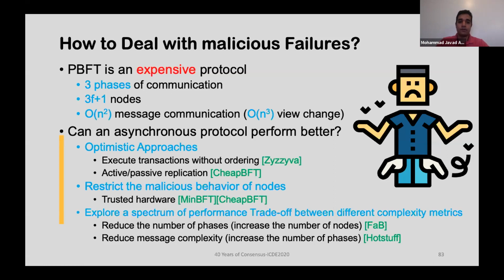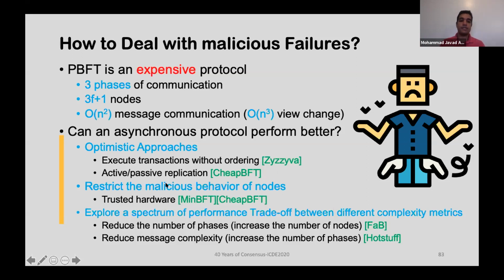There are a couple of solutions for that. One is optimistic approaches. Optimistic approaches try to execute transactions without ordering, saying, okay, let's assume nothing bad is going to happen, and if there is some failure, we handle it later on. Or they use active-passive replication, saying let's put f of the replicas as passive replicas. Zyzzyva uses the optimistic approach, and similarly CheapBFT.